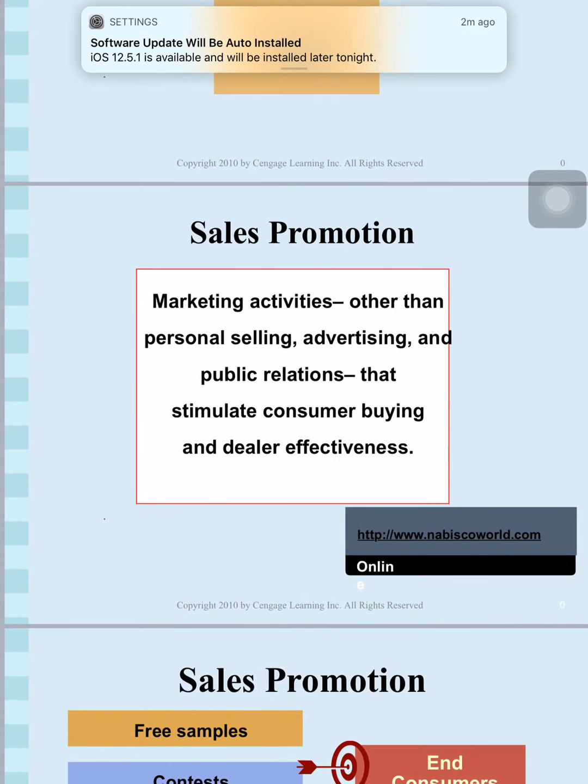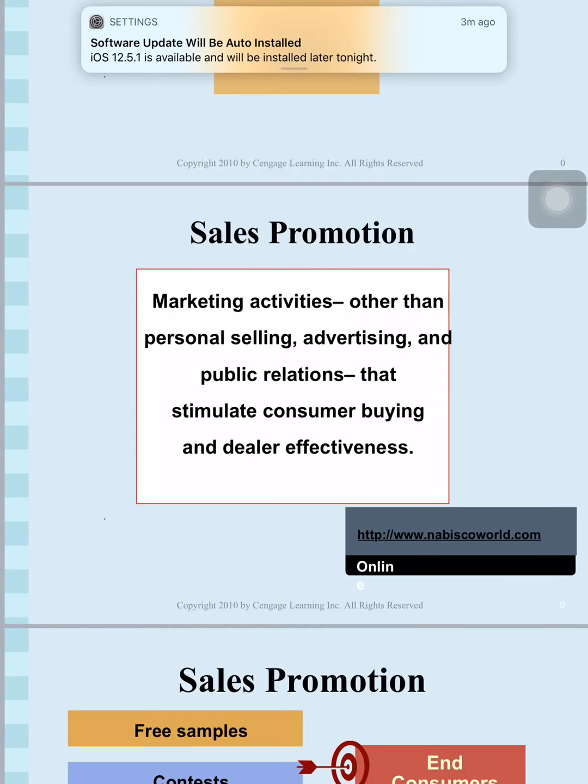Okay, so next is sales promotion. Sales promotion is marketing activities other than personal selling, advertising and publicity. Sales promotion is to stimulate consumer buying and dealer effectiveness. Generally it is a short-run tool used to stimulate an immediate increase in demand. So they go for sales promotions.